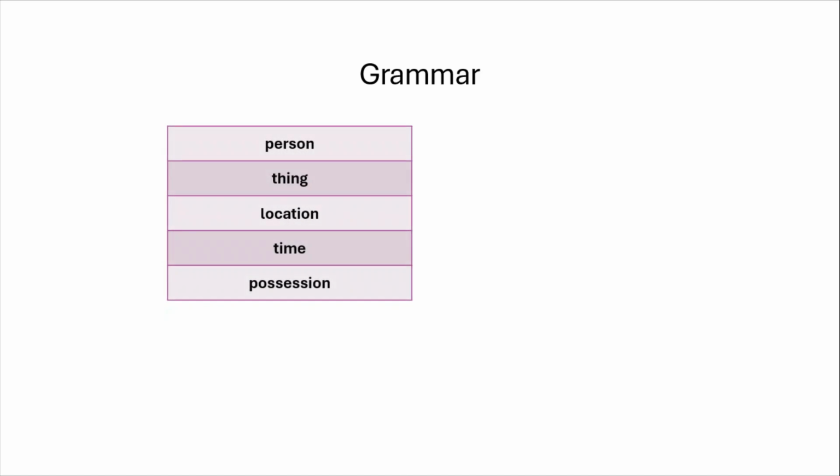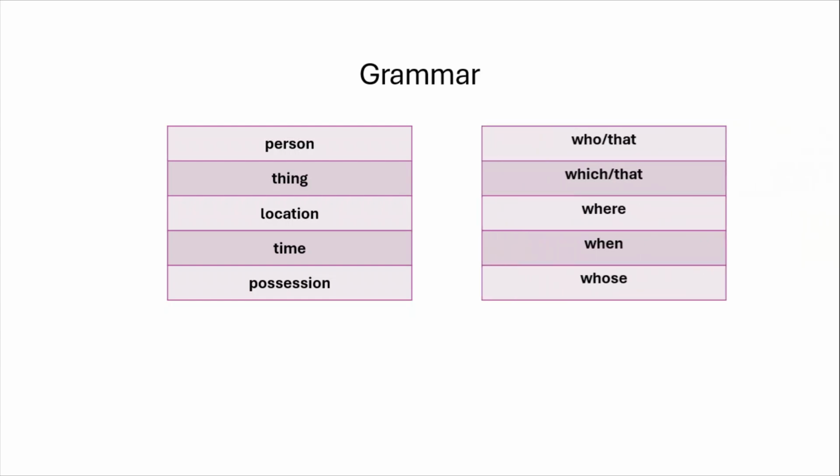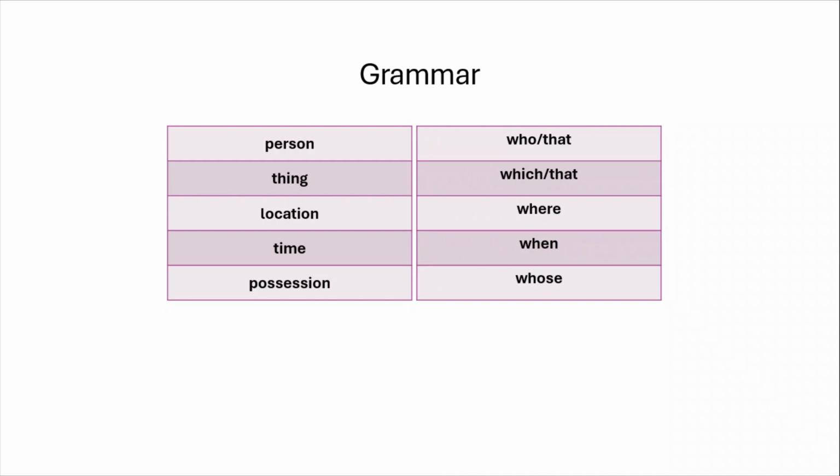When we think about these pronouns, there are 5 major groups. We think about a person, a thing, a location, time, or possession. And these are the pronouns that we use. For a person, we use who or that. Both are fine. For a thing, we use which or that. Location is where, time is when, and possession is whose.